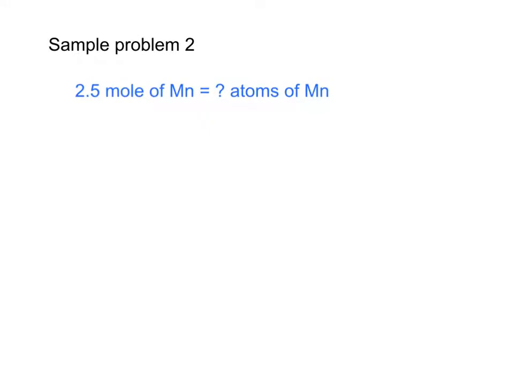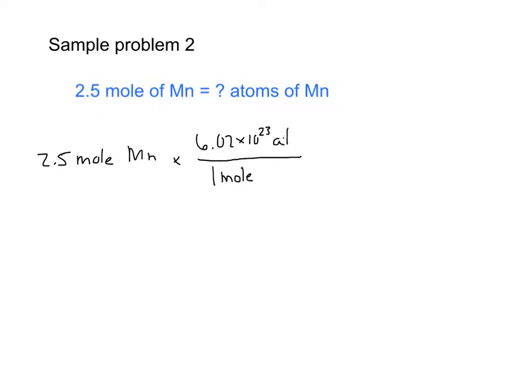Okay, sample problem number 2, here we're going to go the other way. We're going to start with our moles of manganese and calculate how many atoms that would be. So just like before, write down what we know: 2.5 moles of Mn. Now we're going to use our other ratio this time. Since we want moles to cancel, we're going to put our mole on the bottom, and we're going to put our Avogadro's number on top, because it's 6.02 times 10 to the 23rd atoms in 1 mole. In a calculator, we will get 1.5 times 10 to the 24th atoms.